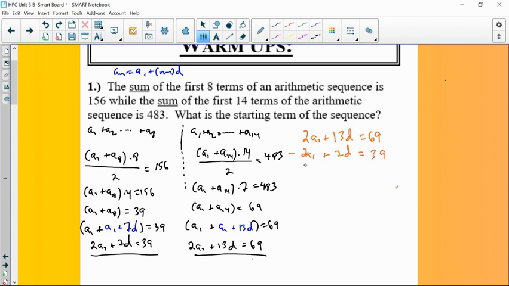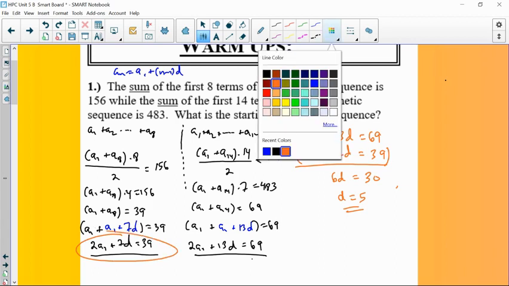And then I'm going to subtract. Don't forget to subtract the quantity. So the a's cancel. 13 minus 7, so I get 6 differences. And then 69 minus 39 is 30. So my common difference, my skip, is equal to 5. And as soon as I find that, I can sub that into maybe this equation, it doesn't really matter, and solve.